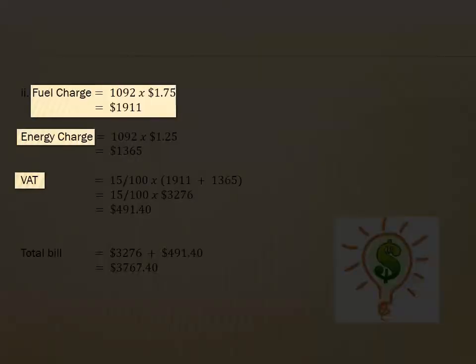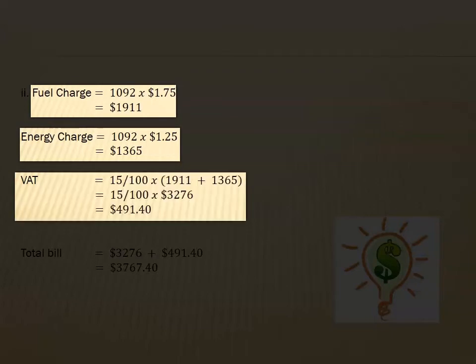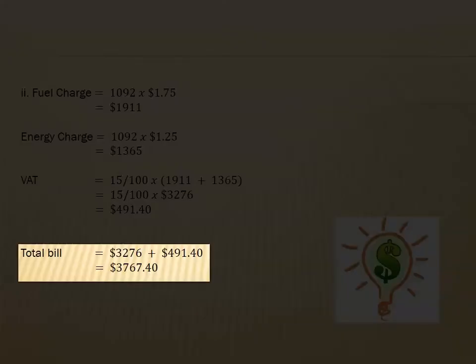So the fuel charge would be $1,911, the energy charge $1,365, and VAT would be 15% of the sum of the two, so $491.40. Hence the total bill would be $3,767.40.